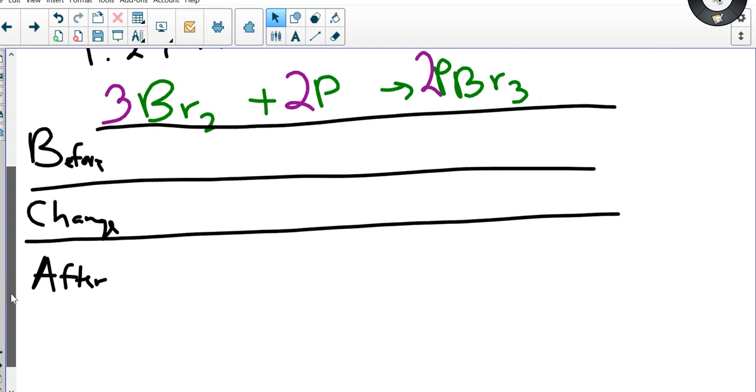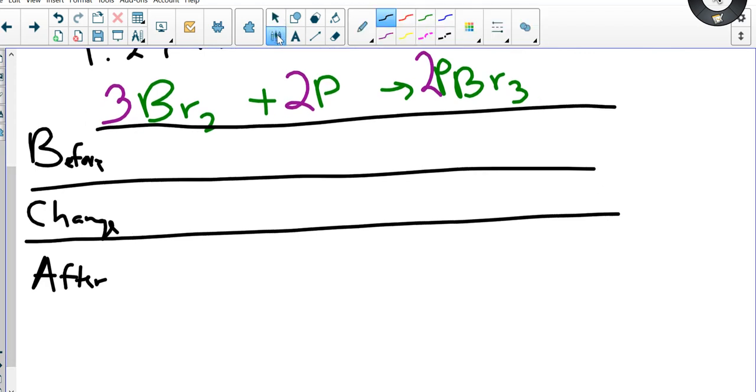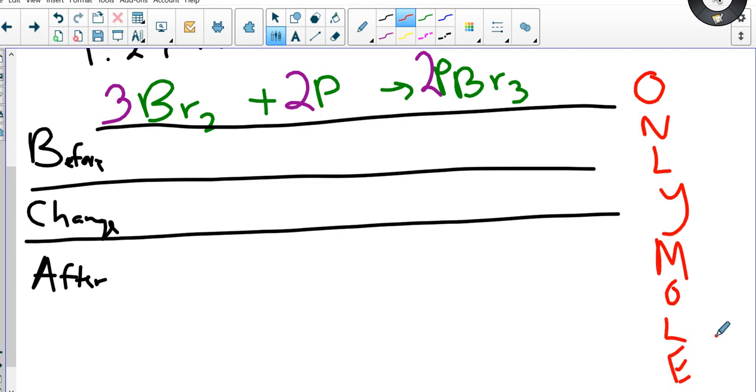And the big idea here, no matter how complex these problems get, because they do get complex: do you remember what I told you yesterday? What's the only thing that ever goes in these tables? Moles, yeah. Only moles go in here. So if you're given grams, you have to go to moles. Only moles go in this table. Never anything else.